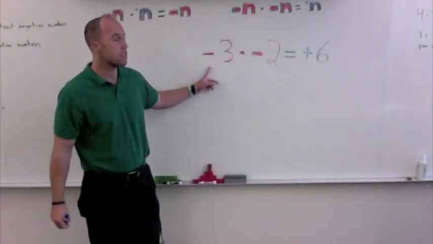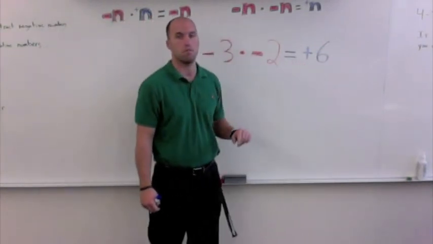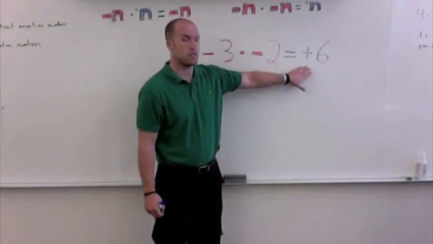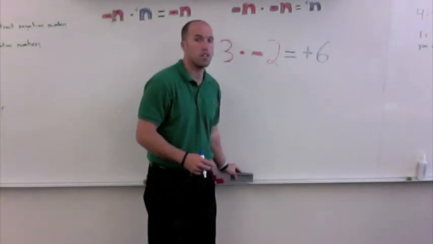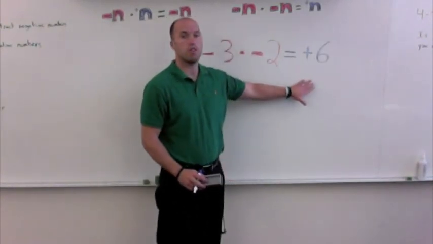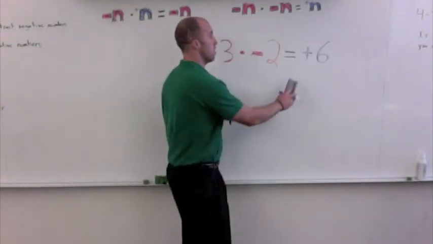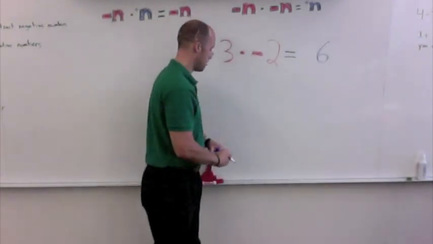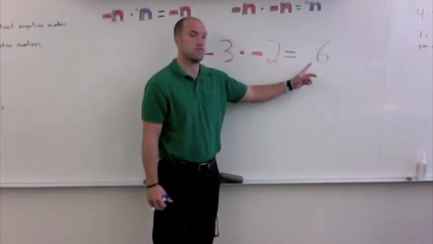So like symbols, negative times a negative, are going to result in a positive symbol. Now we can write that positive symbol, just to remind ourselves that it's a positive. But commonly in the mathematical world, even though it's a positive number, we don't put the plus in front of the number. So I'm gonna erase that right there, and it's just gonna be 6. So negative 3 times negative 2 equals 6.